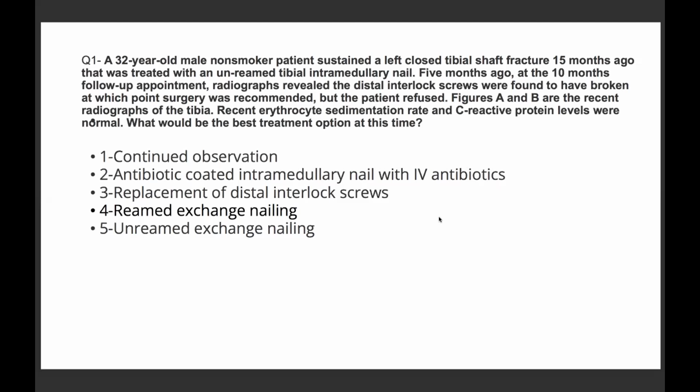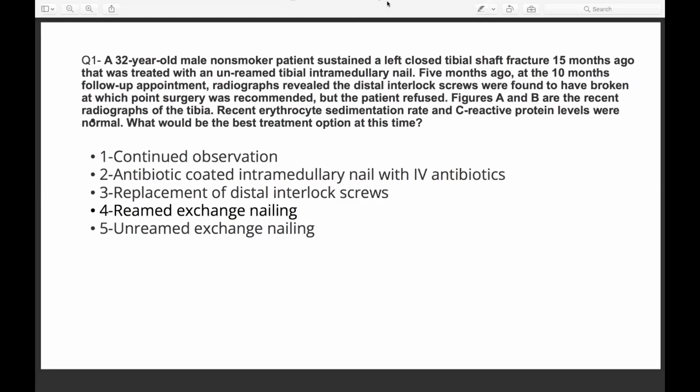Reamed exchange nailing, what would this treat? Would it treat biology? Yes. Would it treat mechanics? Yes. Would it help in healing or in solving the non-union part? Yes. Unreamed exchange nailing, actually the first time they did unreamed and it failed. So insanity is doing the same thing, expecting different results.